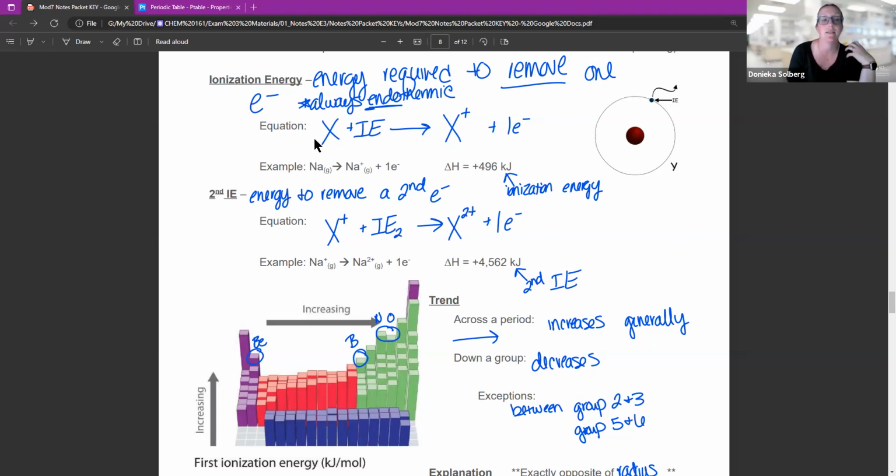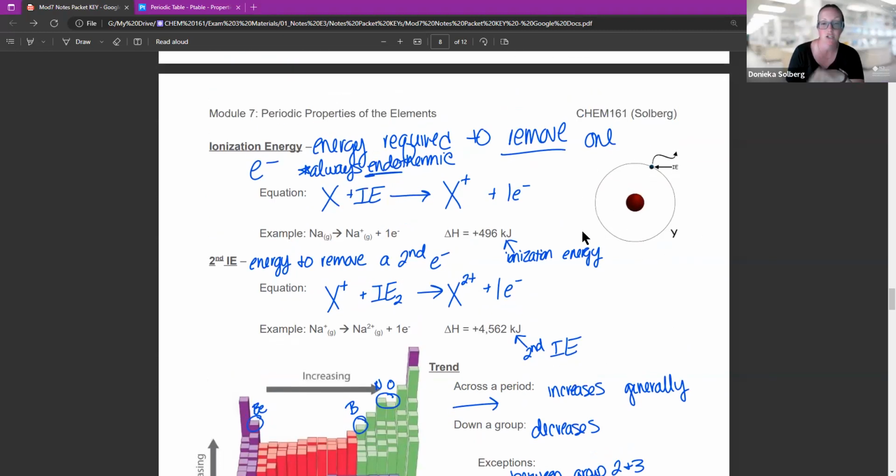The way that we write the generic equation for ionization energy is like this. X is any element plus the ionization energy. This is endothermic. It requires this energy, produces my new element that is charged, and it lost an electron. This is a visual representation of what's happening. I put that amount of energy in, I break that electron off, and I'm left with a positive cation.